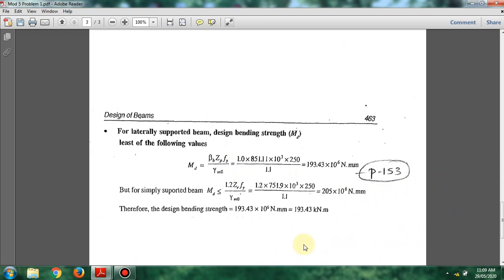So the reason why we have calculated the section classification, that is the B by TF ratio and D by TW, is that these two ratios classify the section. Once we got the section as plastic, you can substitute beta B as 1. With ZP and Fy divided by gamma m0, you will get the design bending strength. This value has to be compared with 1.2 ZE Fy divided by gamma m0 in case of a simply supported beam, and 1.5 ZE Fy divided by gamma m0 in case of a cantilever beam. Whichever is the lesser of the two values will give the design bending strength of the beam.